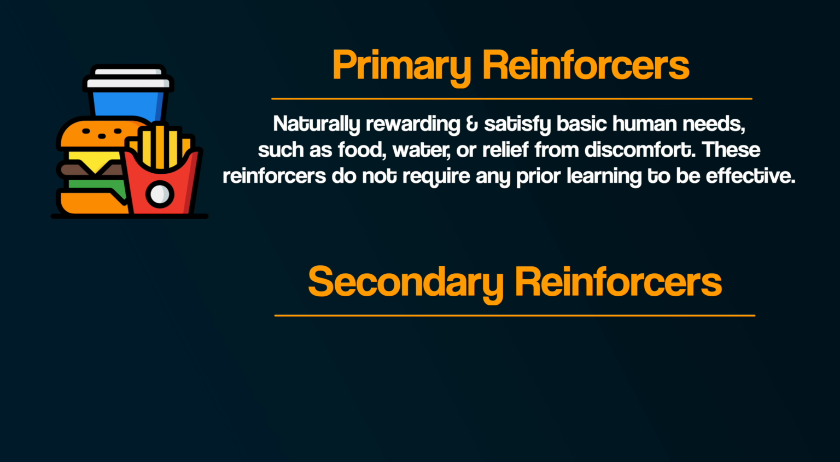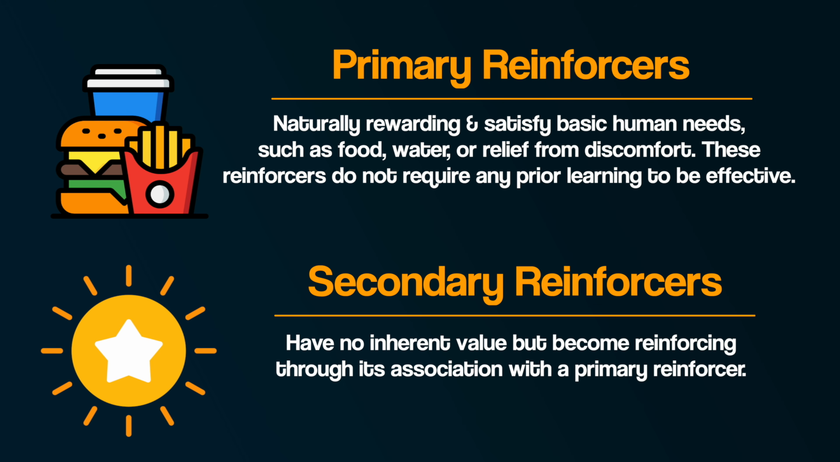Primary reinforcers are naturally rewarding and satisfy basic human needs, such as food, water, or relief from discomfort. Secondary reinforcers have no inherent value, but gain significance through association with primary reinforcers.